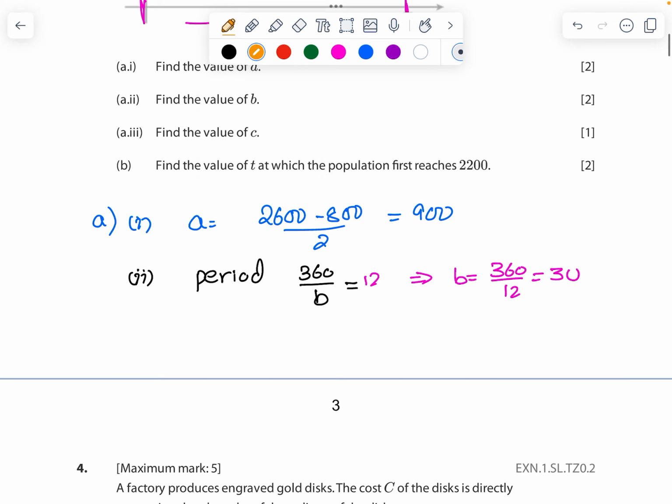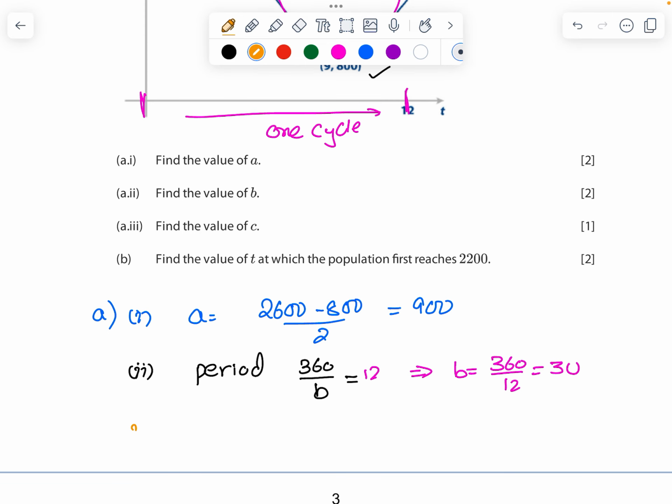Next, A3, find the value of C. To get the value of C, what should I be doing? If you know the formula directly, it will be highest value plus least value divided by 2, which is 1,700.